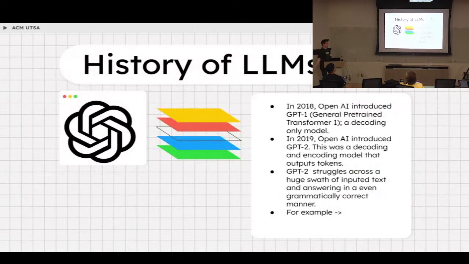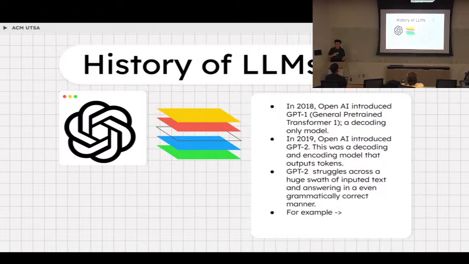So continuing on our history lesson here. In 2018, OpenAI introduced GPT-1, which stands for Generative Pre-trained Transformer 1, a decoder-only model, similar to Google's BERT. And then in 2019, OpenAI introduced GPT-2. In many ways, this was the first launch point of what you would understand to be a modern day LLM.